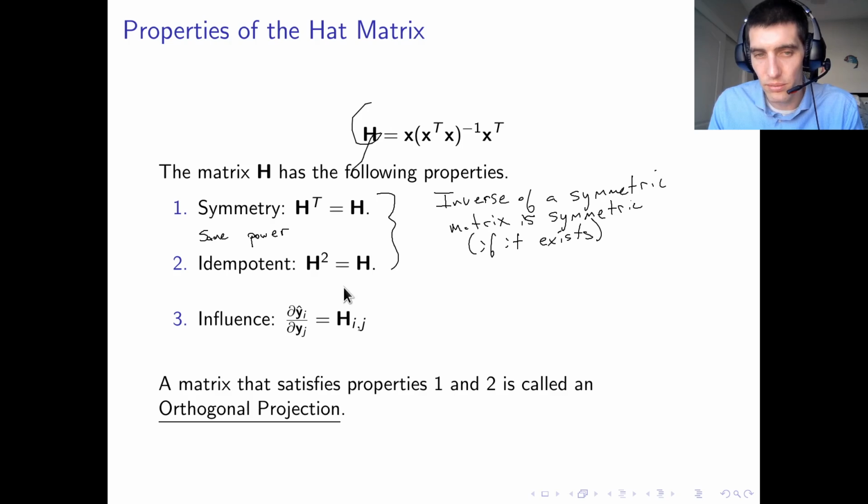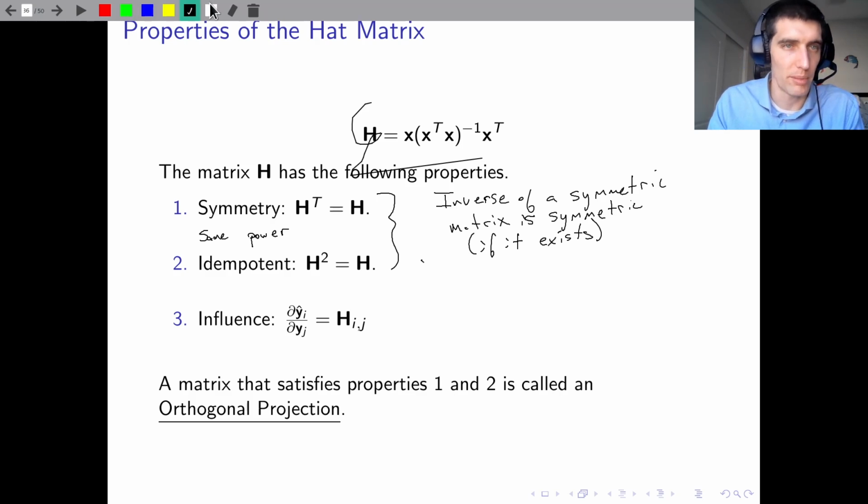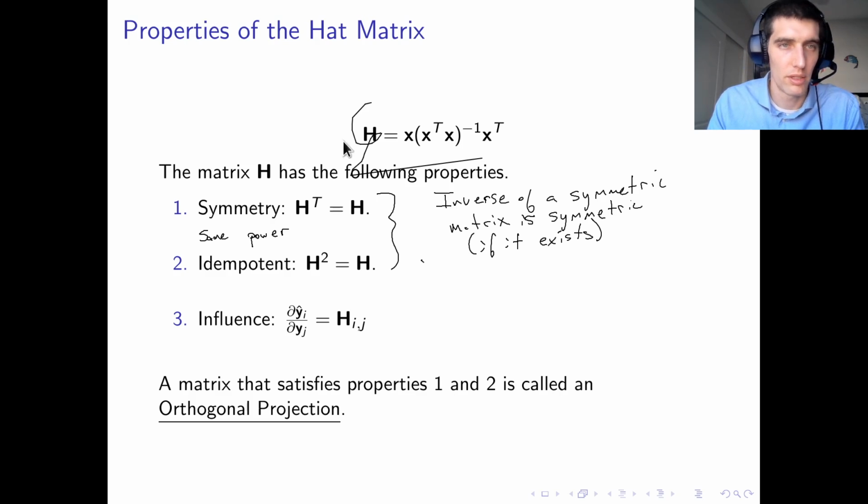Similarly, if you square H, you put this thing times itself again, and you get X transpose times X. One of them cancels with the inverse, and you get H back. So just some properties there. I'm getting a little sloppy with my pen here. All right.